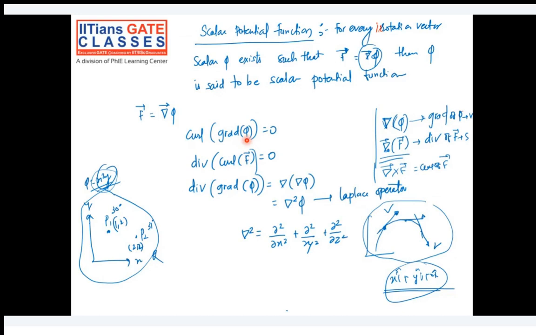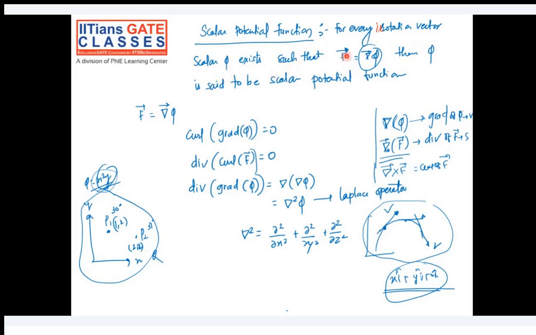Okay. So what is a scalar potential function? For every irrotational vector, what is the meaning of irrotational vector? Means the vector for which curl exists. A scalar phi exists such that f bar is del of phi, then the phi is said to be a scalar potential function.